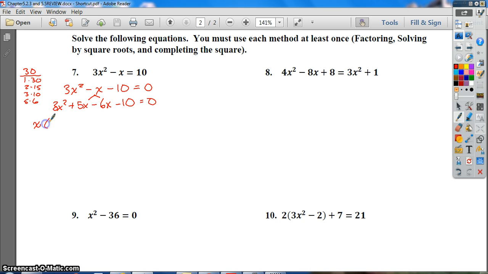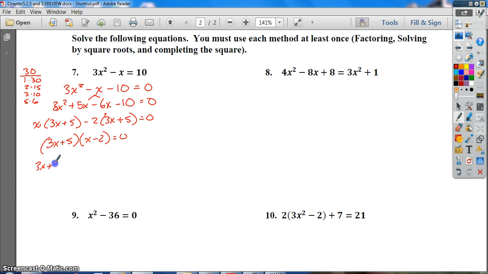So I'm going to pull out an x here. That's going to leave me with 3x plus 5. I'm going to pull out a negative 2 here. That'll leave you with 3x plus 5. So I have 3x plus 5 times x minus 2.